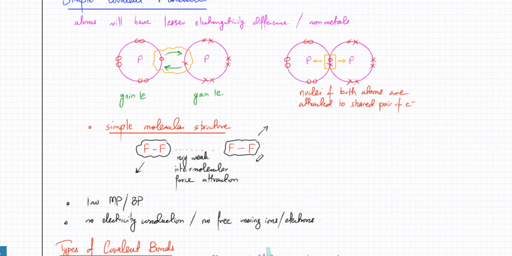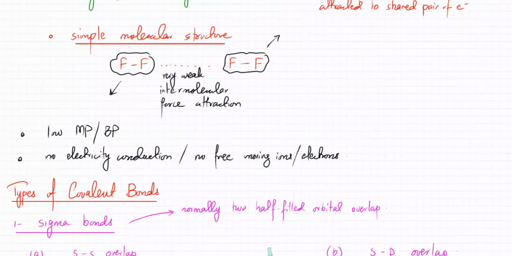So in this case, what happens is that you have a simple molecular structure, which means that you've got small molecules and another small molecule, and there would be very weak intermolecular forces between them. And we're going to talk about those intermolecular forces. In covalent molecules, remember, intermolecular forces only exist in covalent molecules.